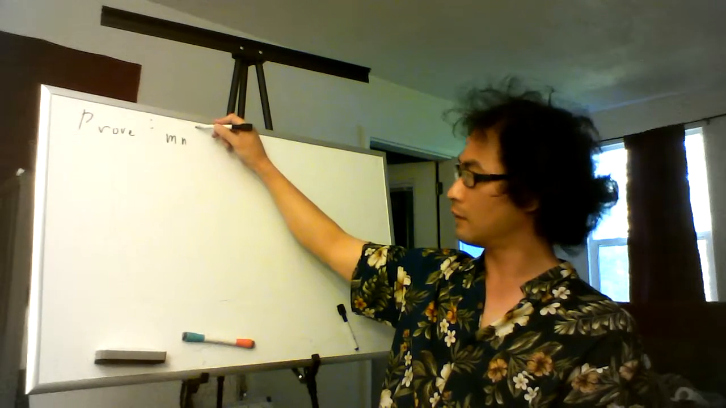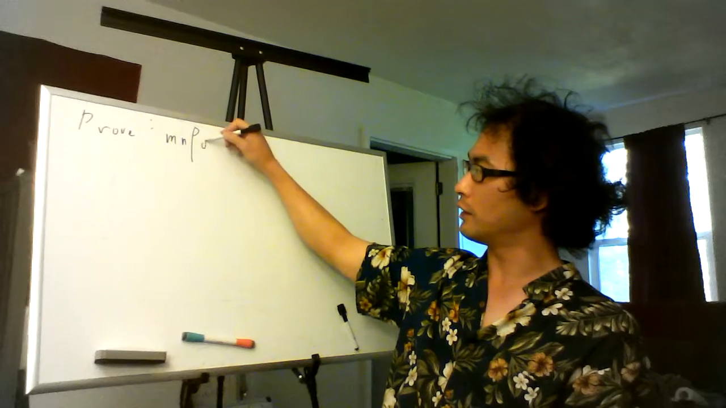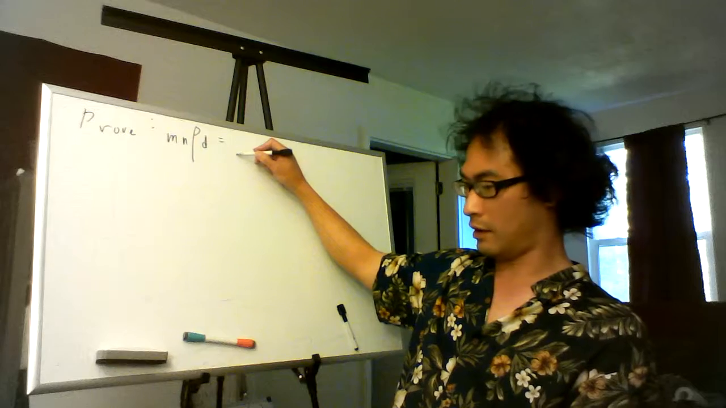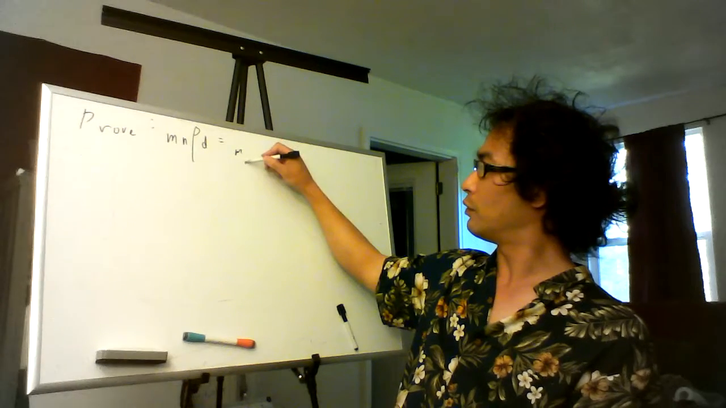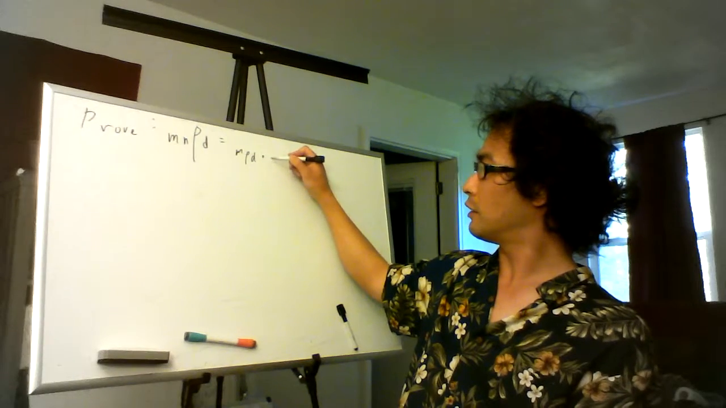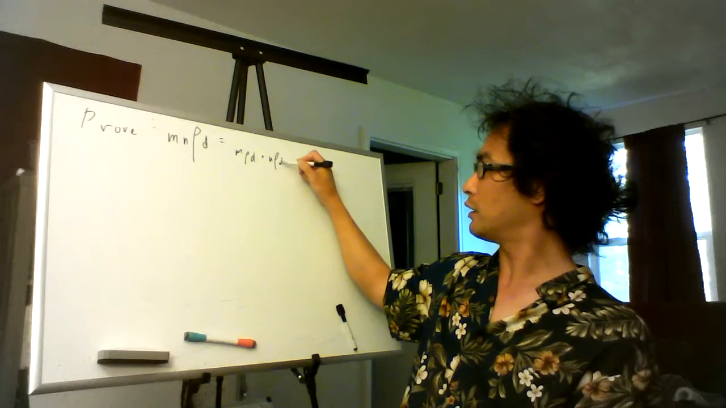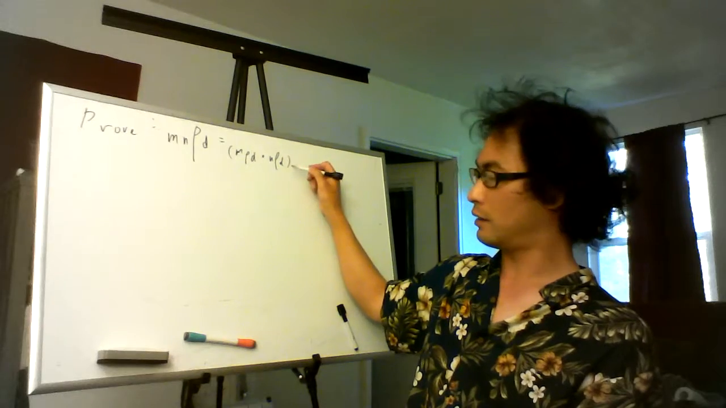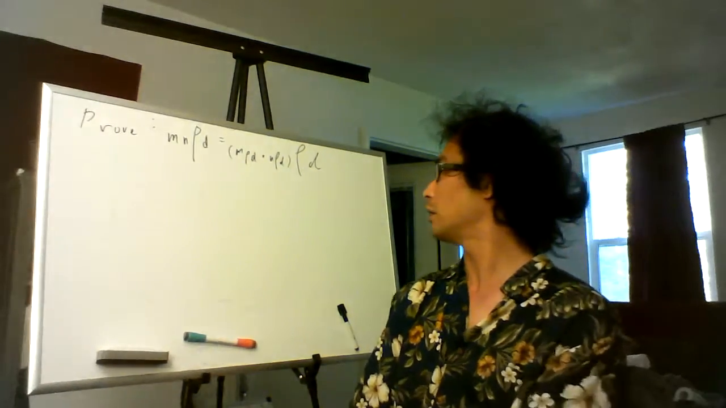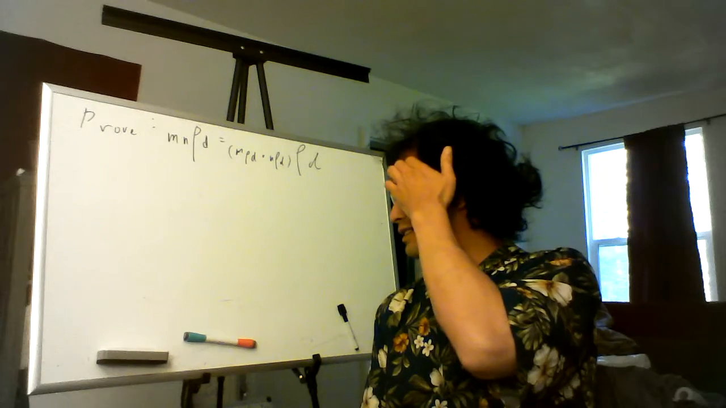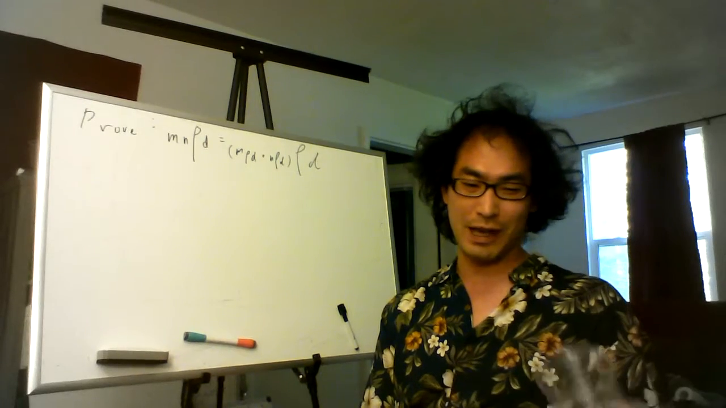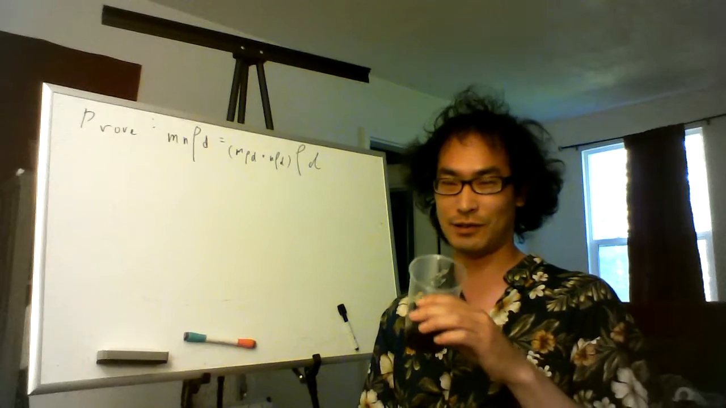Mn rho d is equal to m rho d times n rho d. Okay, rho d. Let's try to prove this because proving, yeah, it's mechanical, but at the same time it's creative too.